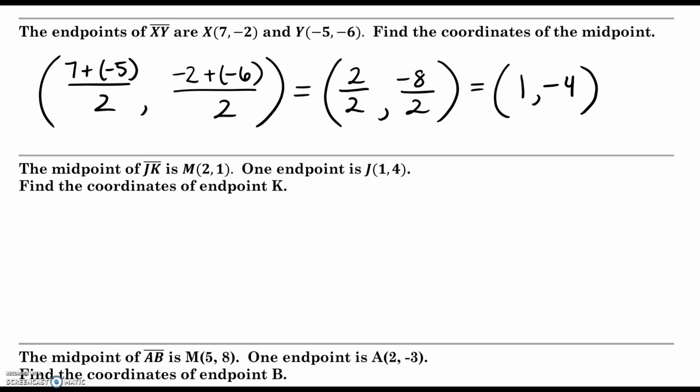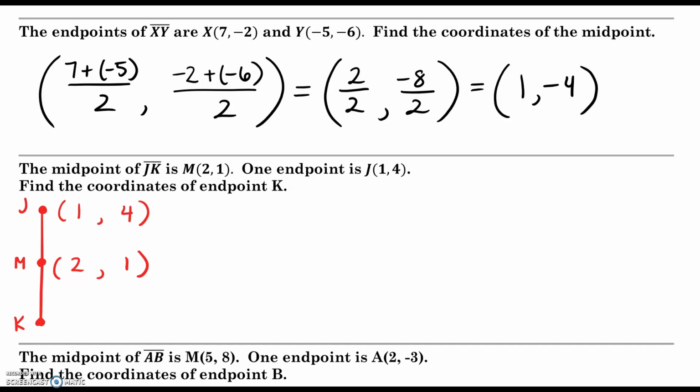For example 3, we're given the midpoint of segment JK is 2, 1, and one of the endpoints is 1, 4. So this is going to be a little different. We're not going to use the formula here. Instead, we're going to use a little shortcut. So if we start with one of our endpoints, I like to draw the segment vertically, just so I know I'm staying in order. So we have segment JK with midpoint M. We know that the coordinates of J are 1, 4. We know that the coordinates of the midpoint are 2, 1.